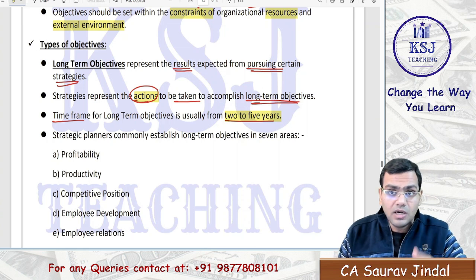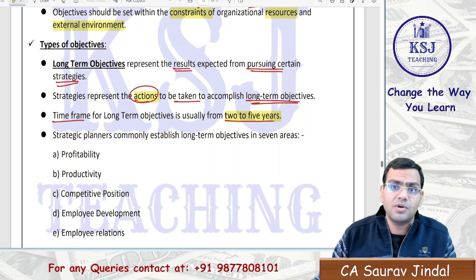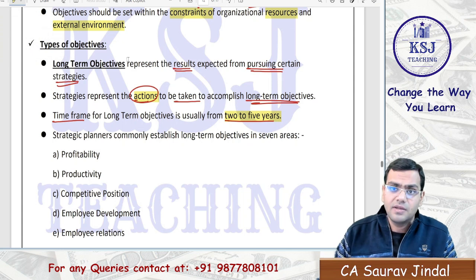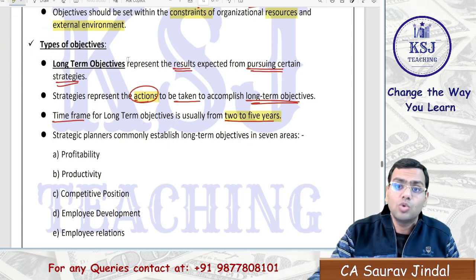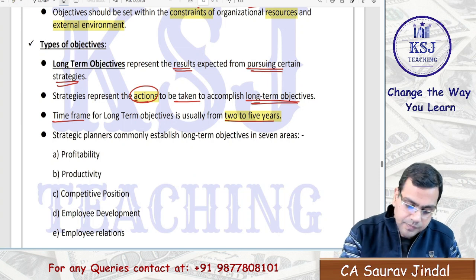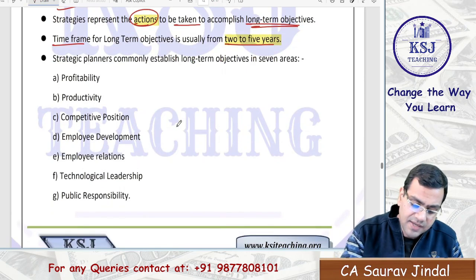We want to earn 10% profit. We want to earn 20% profit. We want to increase our profit in the next 2 years from 10% to 20%. This is the objective, right? This is in the next 2 to 5 years. Strategic planners commonly establish the long-term objectives in 7 areas.